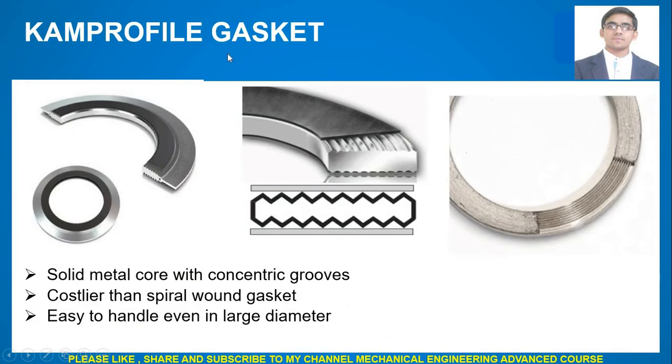So now CAMPROFILE gasket. Here you can see this is cross section, this one is also cross section, and this is how CAMPROFILE gasket looks like. So it contains a solid metal core with concentric grooves. Here you can see this is solid metal core with concentric grooves. And this CAMPROFILE gasket is costlier than a spiral wound gasket, and it is easy to handle even in large diameter. One more thing is that you can see here this black color. This is the filler material, either graphite or PTFE, polytetrafluoroethylene, layered on this grooved metal ring.